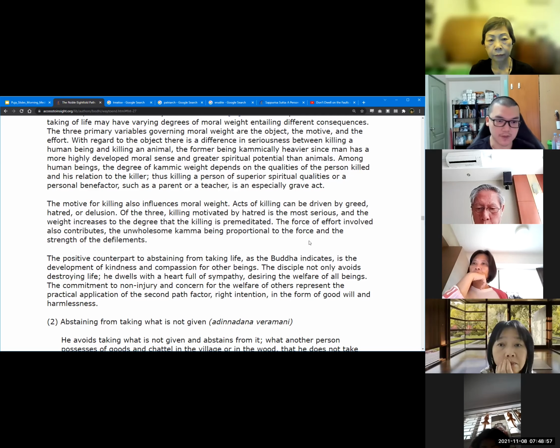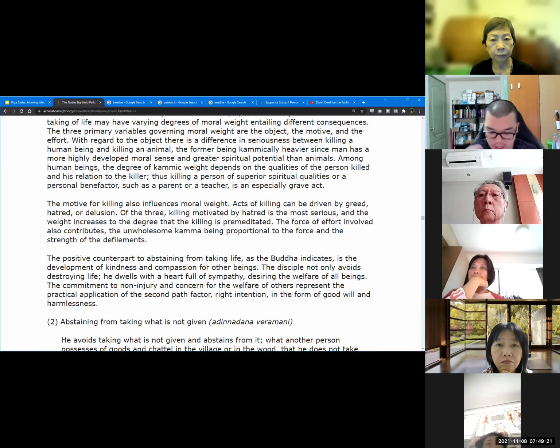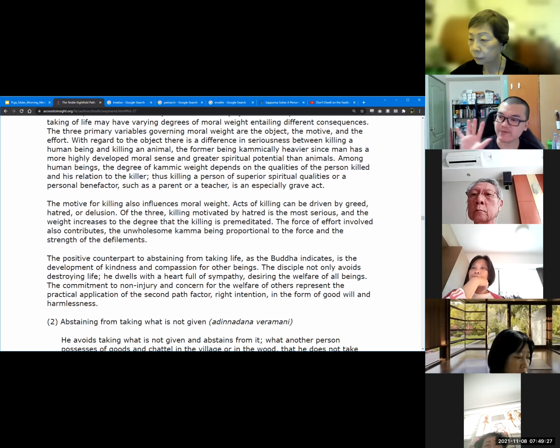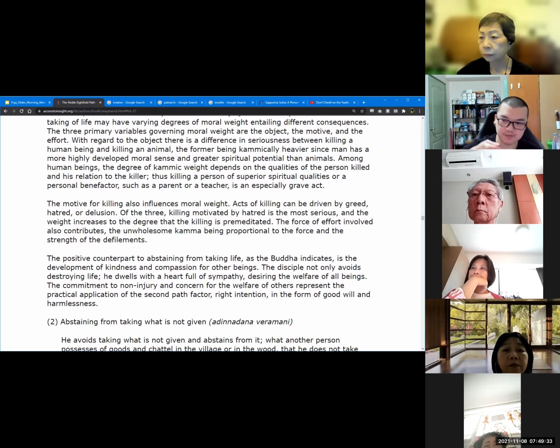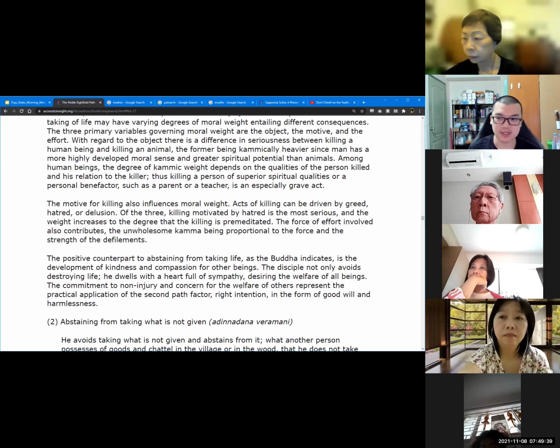This paragraph covers the motive. Sometimes some people can kill out of greed, but here, out of the three, greed, hatred, and delusion, killing motivated by hatred is usually the most serious, and the weight increases to the degree that the killing is premeditated. So what does it mean when the killing is premeditated? It is when someone has made an effort to plan out, maybe wait for the person to pass specific areas, specific roads, wait for the person to come out of the lift, and then stab him when that person comes out, something like that.